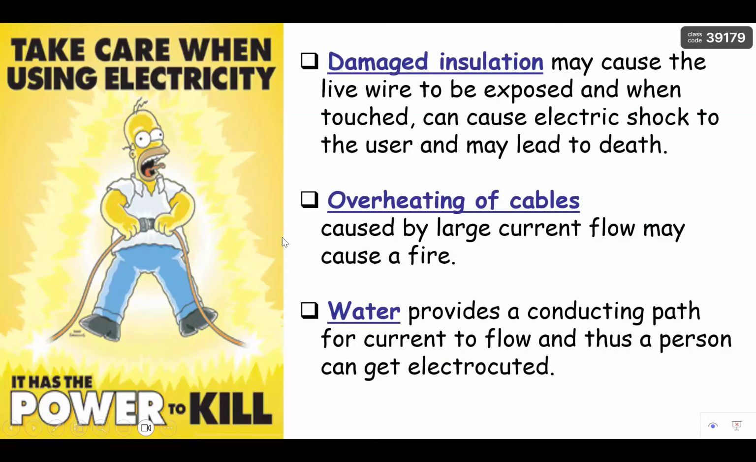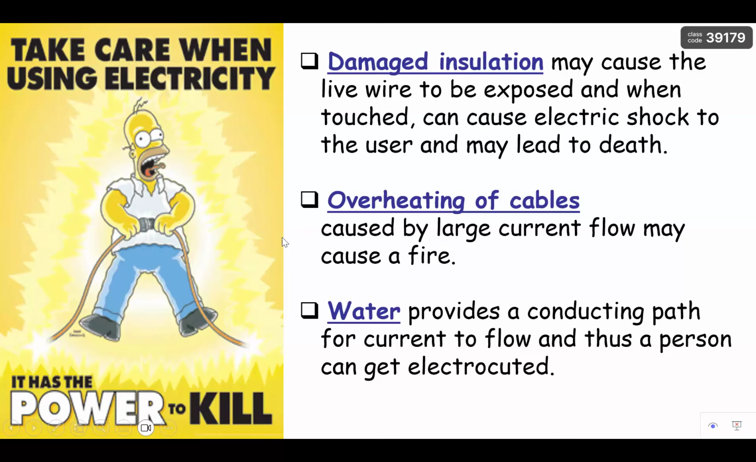So overall, let's do a very, very quick recap about dangers of electricity. There are two main dangers or two main electrical hazards, which is fire and electric shock. And they're mainly caused by three situations. So the first situation is when you have the damaged insulation, the wires get exposed. If you touch the live wire or the wire with the higher voltage, you get an electric shock.